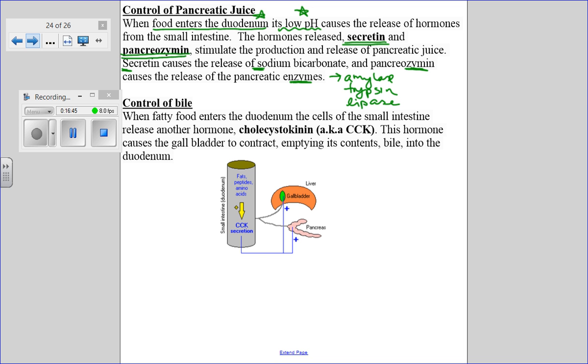Now, the last thing on my list is the control of bile. Same thing that happens with your pancreas. Food has to enter your small intestine. Specifically here, fatty food needs to enter the first part of your small intestine. Another hormone is produced. Its official name is cholecystokinin, but you can call it CCK, and I will too.